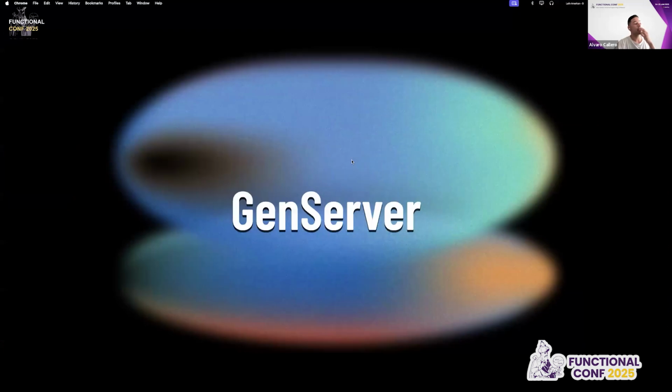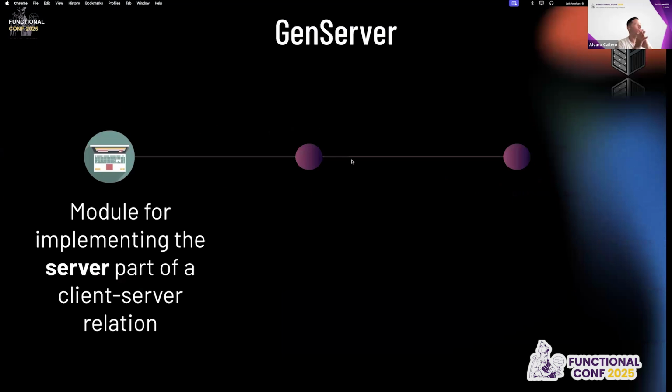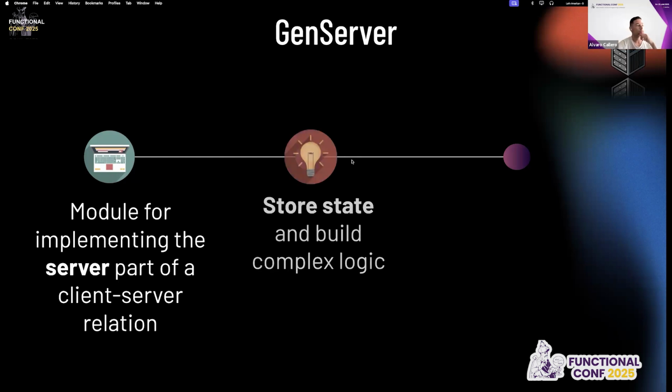Okay, let's tackle the last OTP module. This is my favorite one, and this is called GenServer. A GenServer is a module for implementing the server part of a client-server relation. We can also see a GenServer like a regular server, a regular web server in which we are going to have different clients. These are different Elixir processes sending messages to our server, and then the server will be sending back a response to those clients.